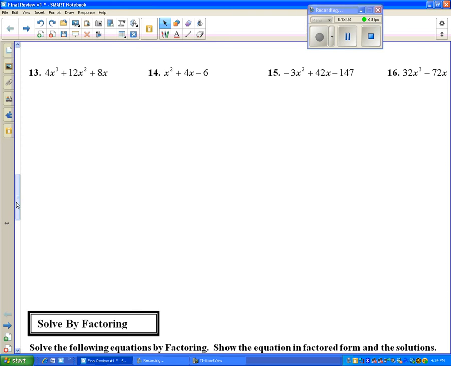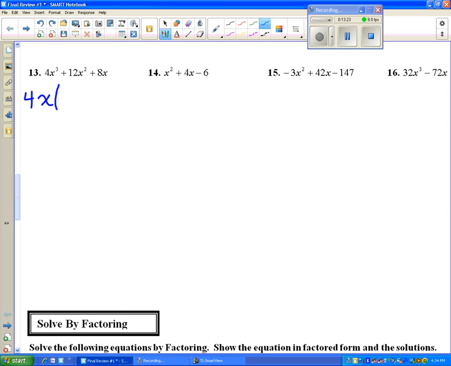4x cubed plus 12x squared plus 8x. Okay, is there a greatest common factor of 4x cubed plus 12x squared plus 8x? The first thing you need to think about is that I haven't talked about x cubes. So I have to be able to pull out at least an x. 4, 12, and 8, I can pull out a 4.